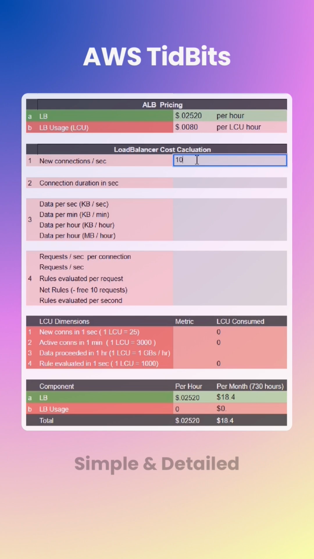Let's say we have 100 new connections per second. One LCU is 25 new connections per second. So that translates to 4 LCUs.